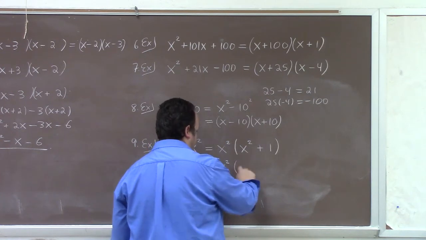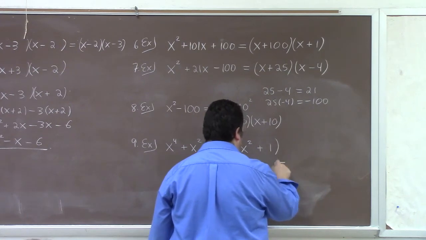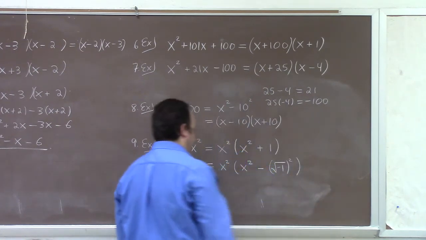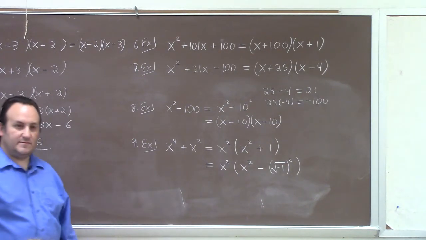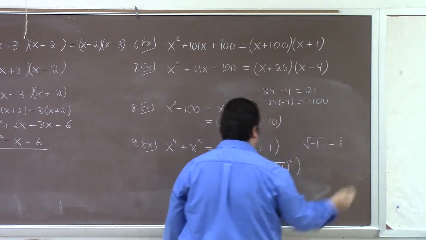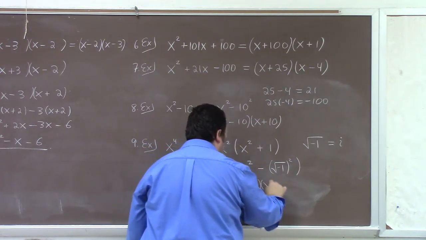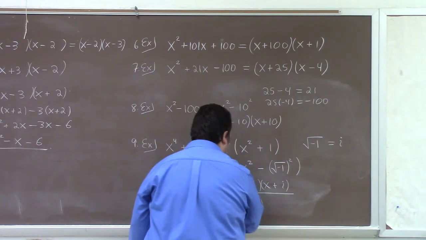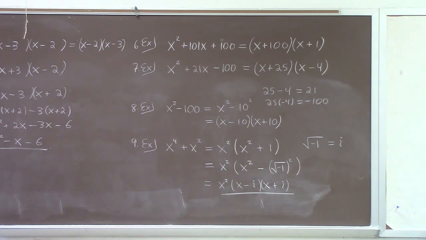So I just take x squared, and I rewrite that as x squared minus the square root of minus 1 squared. Because the square root of minus 1 squared is minus 1, right? So minus 1 is plus 1. And usually we use the notation square root of minus 1 equals i. And so this is x squared, x minus i, x plus i. There you go. I factored it. But I had to use complex numbers to factor this, right?